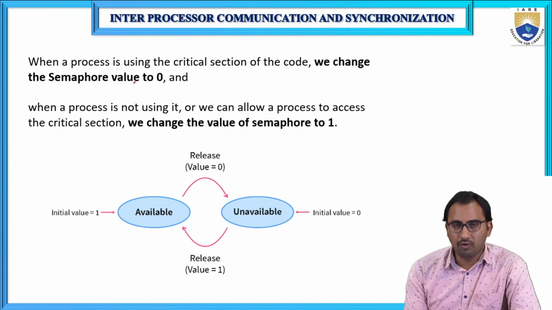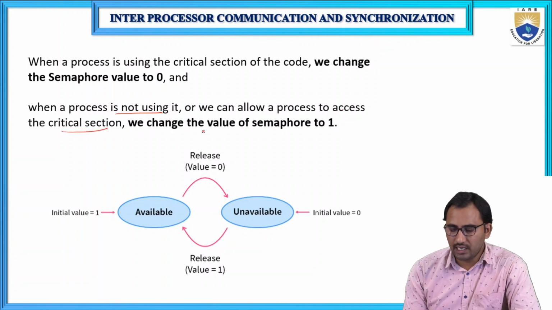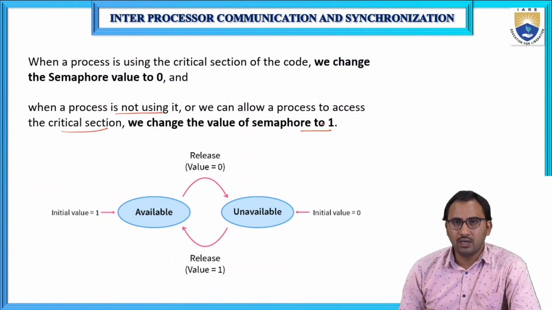So here you can see when the process is using the critical section of the code, we change the semaphore value to 0. Similarly, when the process is not using it, then we can allow a process to access the critical section. We change the value of the semaphore to 1. You can understand that operation with this diagram.